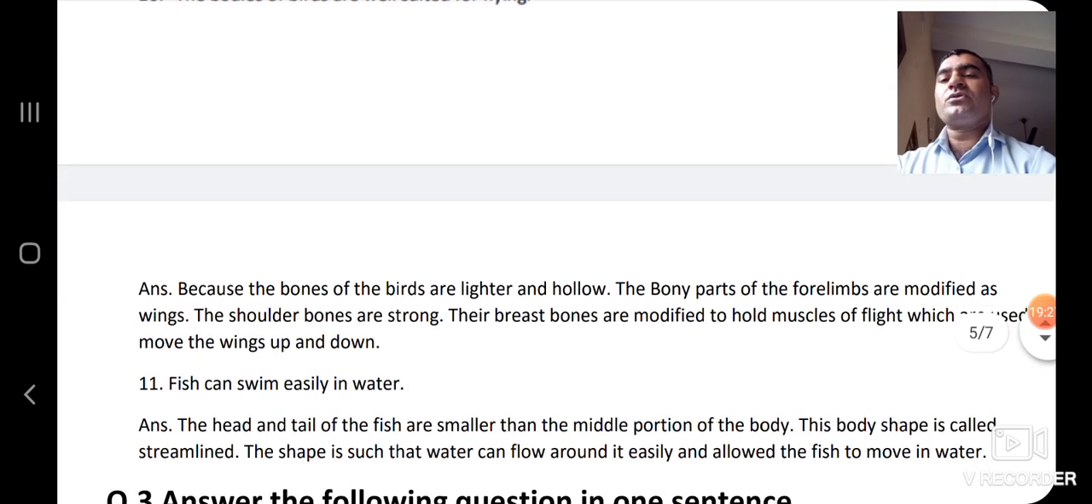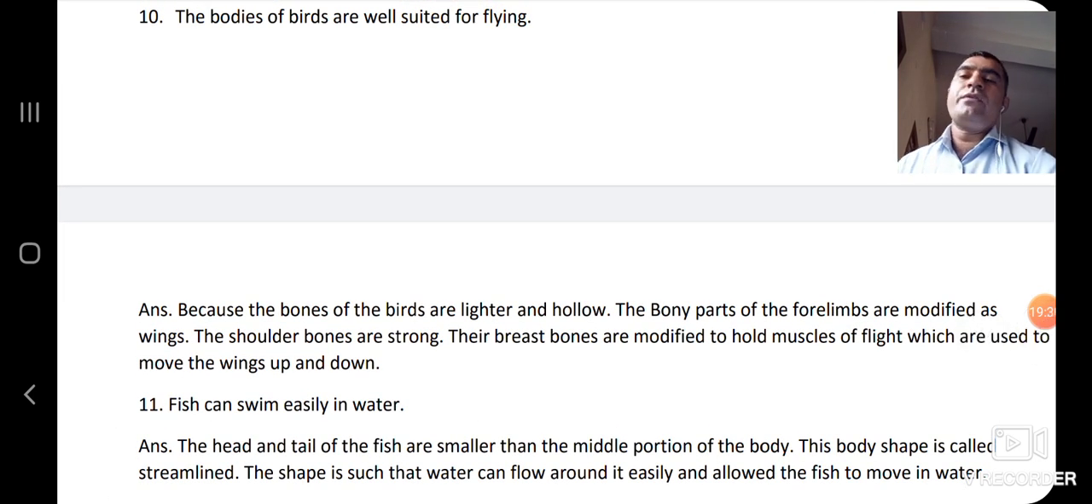And the next and the last question of scientific reason is, fish can swim easily in water. As we have studied in the chapter, its shape is a streamlined shape. Streamlined means the front side and the back side are narrow and the middle portion is broad, right? And that shape is known as streamlined shape. So it can help the water flow around it easily due to the streamlined shape, and it can move in water easily.